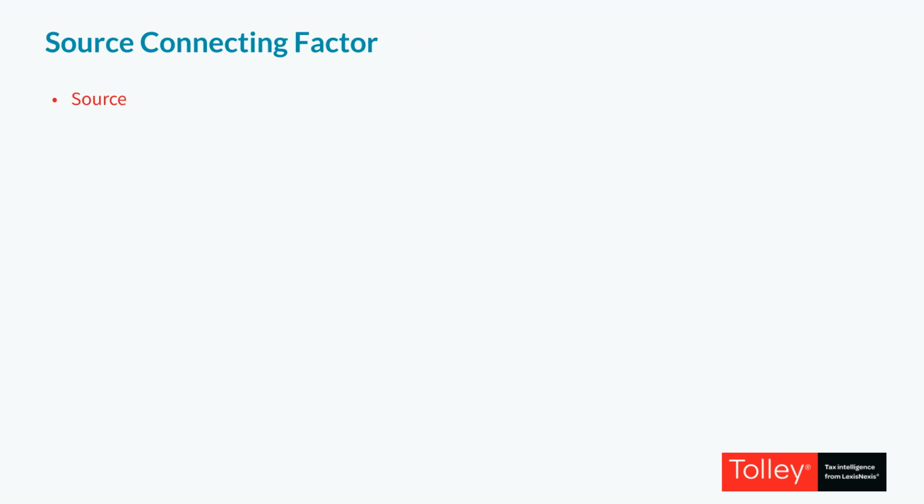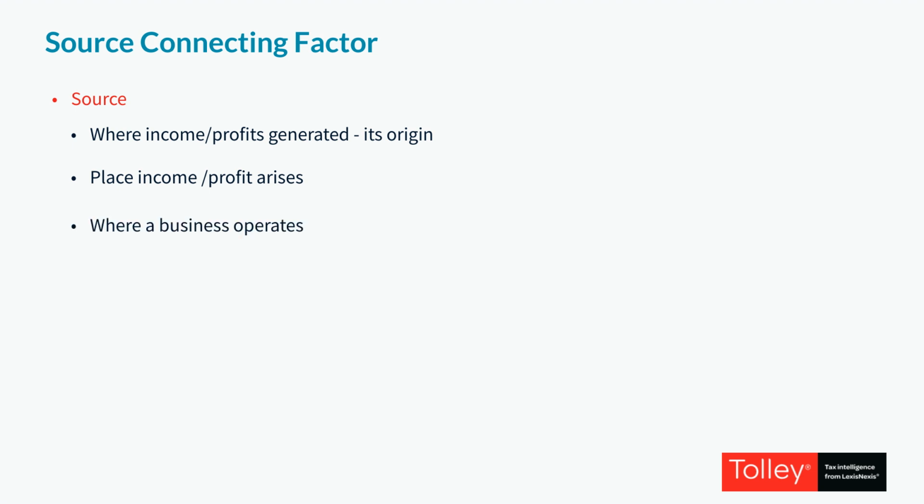The source connecting factor encompasses the idea of the country of source for income or profits, which is the place where such income or profits are generated, which would be the origin of those profits. So the place where they arise, for example, this might be the place where a business operates, or the place which is the source of an interest payment.